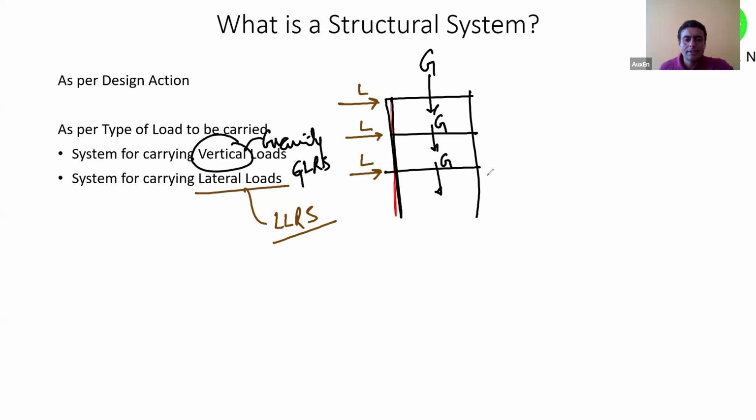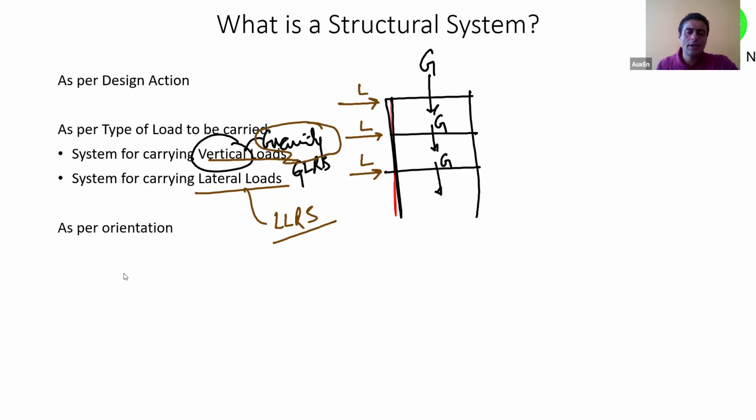So there can be another classification for our structural system, where we are classifying it based on the loads that it is taking. A system that we put for taking vertical loads, which are majorly the gravity loads, we call the gravity load resisting system. And a system for taking the lateral loads, we call the lateral load resisting system.